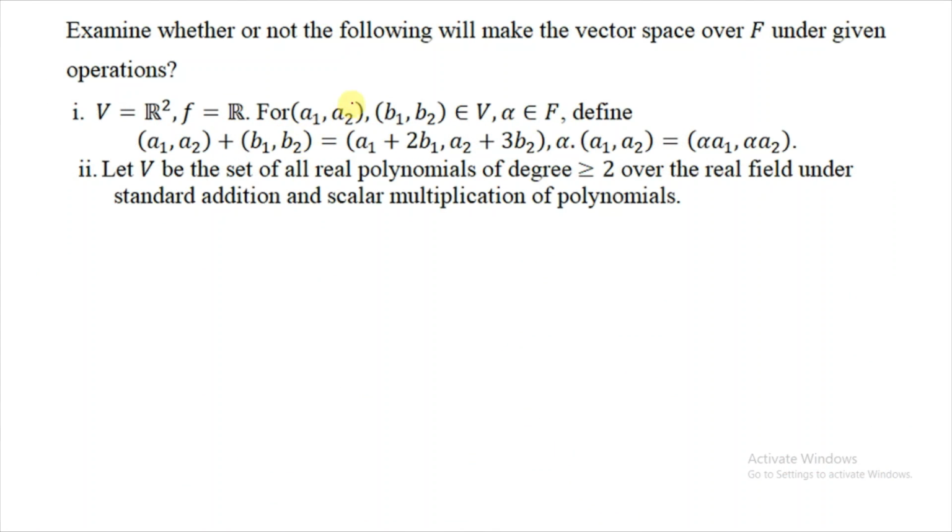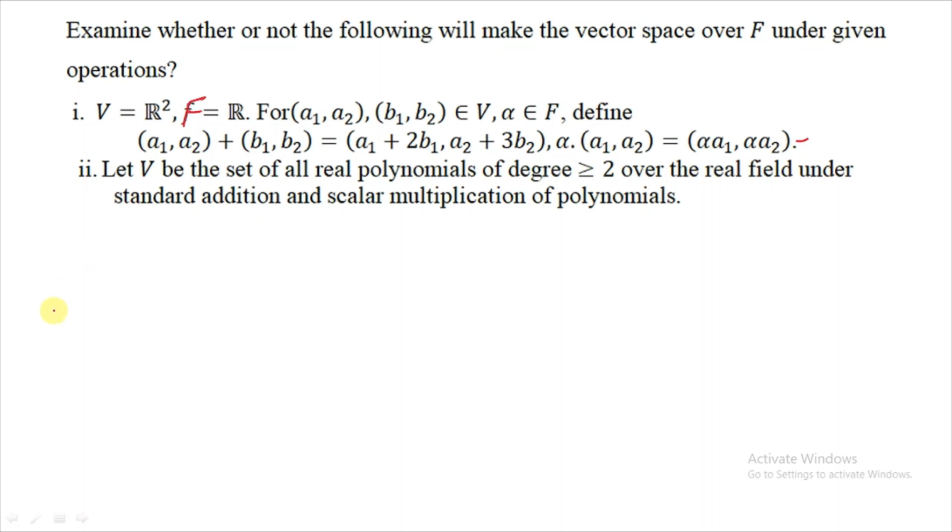Let's see another example. Examine whether or not the following will make a vector space over F. Same thing. Given vector addition is A1 plus 2B1 comma A2 plus 3B2. Scalar multiplication is alpha A1 comma A2 is alpha, and this scalar multiplication satisfies the condition. You can check this one.